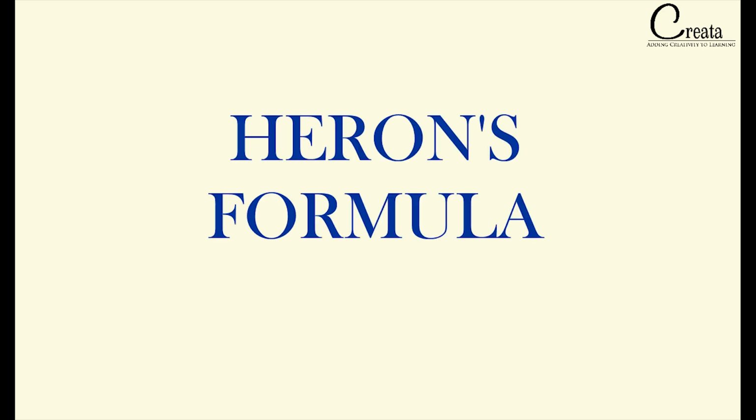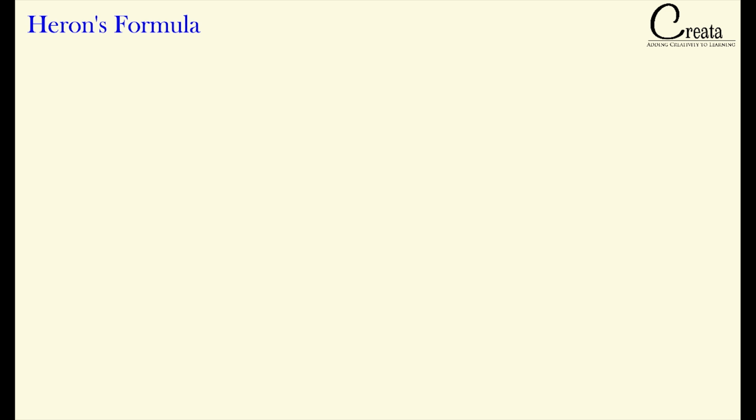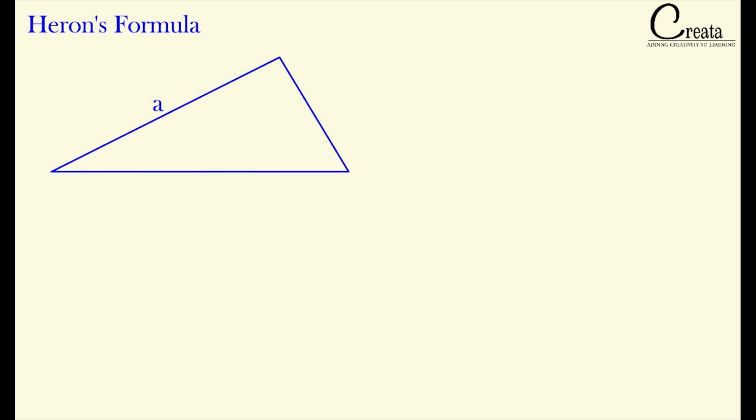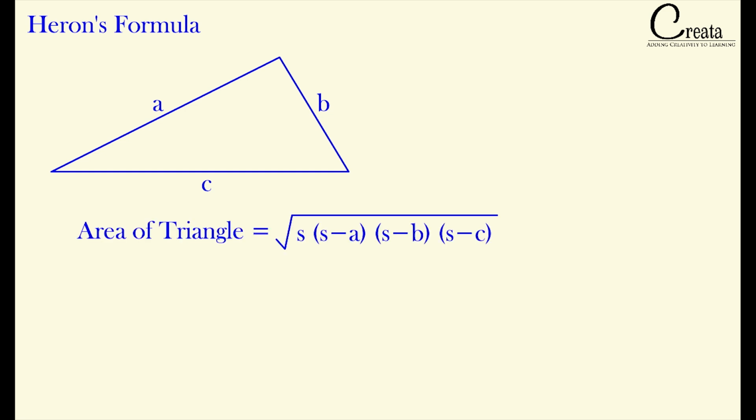Let's move further. Our next topic is Heron's formula. This is one of the important formulas. This formula is used when we know the three sides of the triangle. For that, let's take a triangle with three sides as A, B and C. The area of the triangle as per the Heron's formula is root S into S minus A into S minus B into S minus C. Here A, B and C are the three sides of this triangle, and S is the semi-perimeter of the triangle.